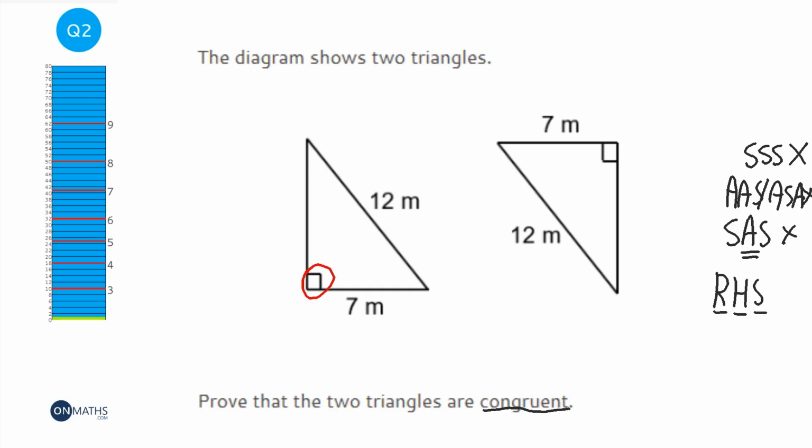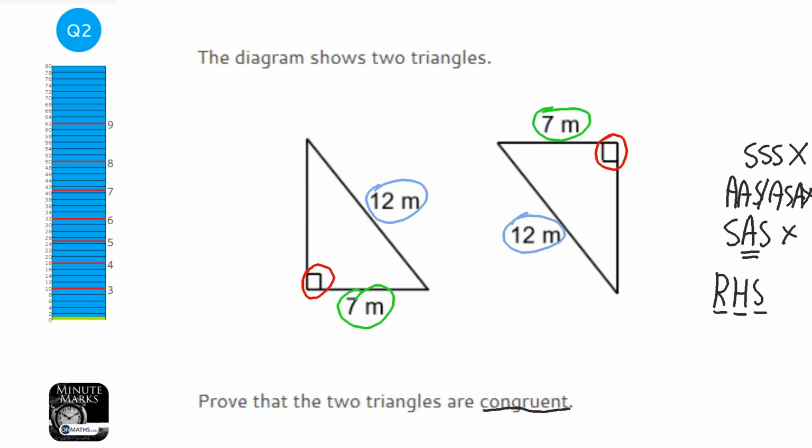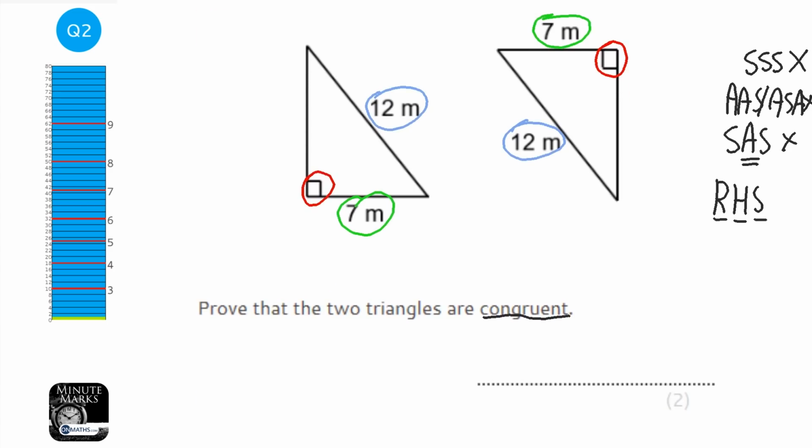Well, we've got the right angle, we've got the hypotenuse, and then we've got another side. Obviously the right angle is the same, but all 3 of those are the same. So the right angle is there, the hypotenuse is 12 meters, and then the other side is 7 meters. So the proof that we use for this is just RHS.